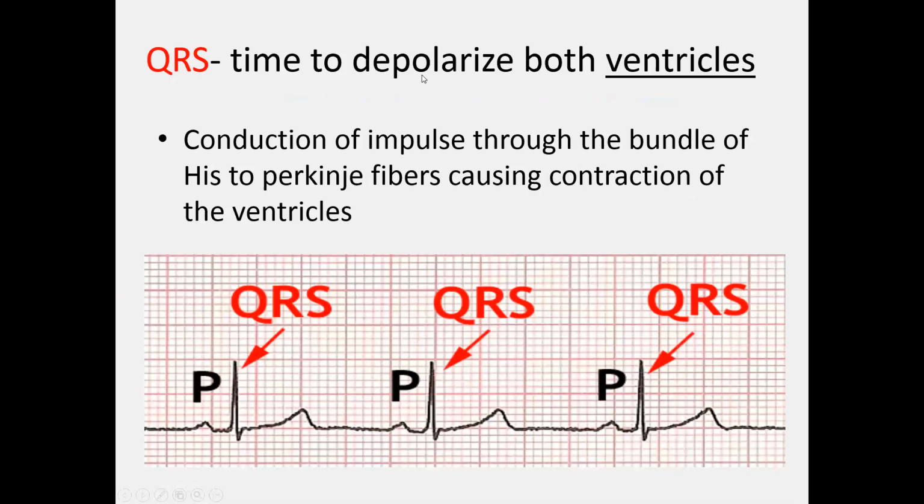The QRS is the time to depolarize both ventricles, and here's the QRS. What you're seeing here is the conduction of impulses through the bundle of His to the Purkinje fibers, which causes contraction of the ventricles. So what you're seeing here is contraction of the ventricles.